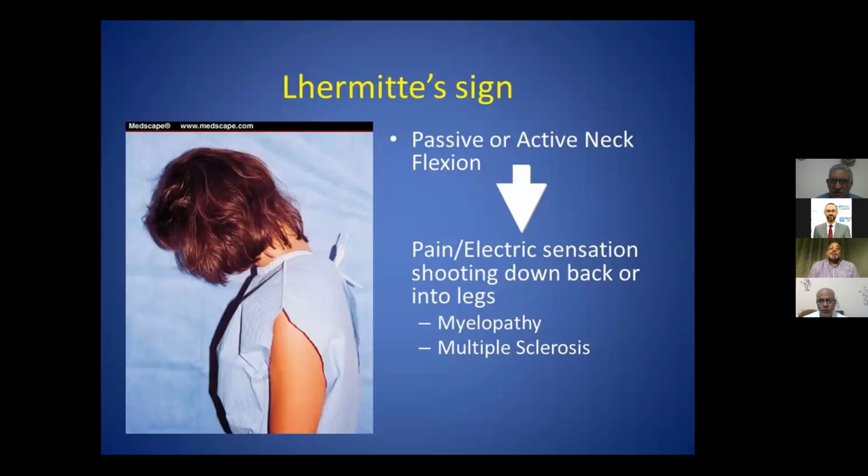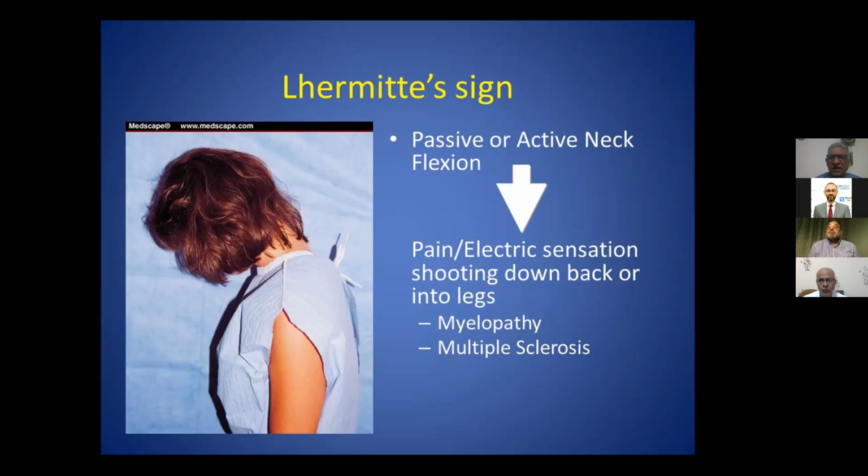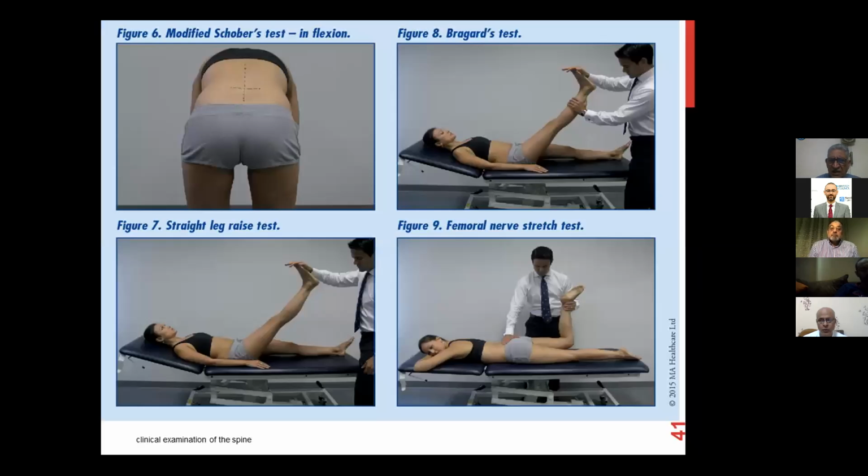Lhermitte sign. This is called the barber chair sign or test. Hyperflexion or hyperextension of the neck in cases of myelopathy or multiple sclerosis will produce severe pain radiating to the arms and the back and the legs. The Lhermitte sign denotes demyelination.